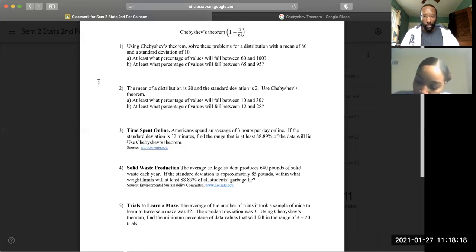Okay, so let's see. Yeah, I mean that's pretty much what we do with Chebyshev. It's just to determine or estimate the least or the minimum percentage of people or data that's going to be within a given number of standard deviations from the mean. Okay. This was very helpful.